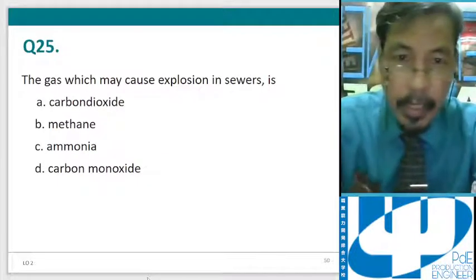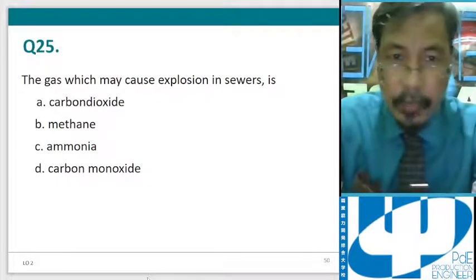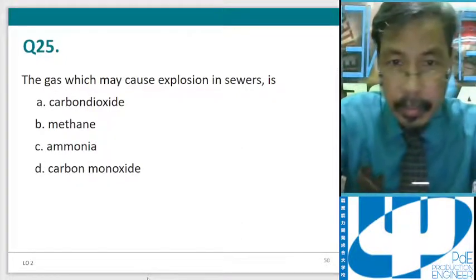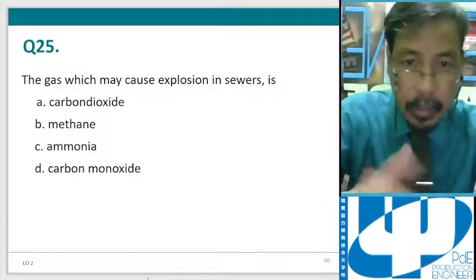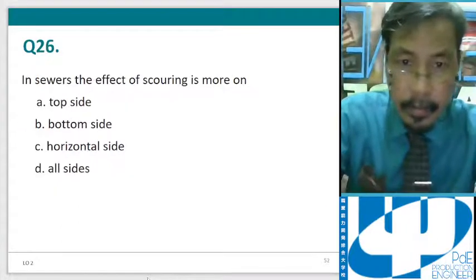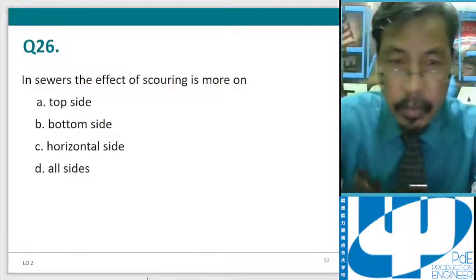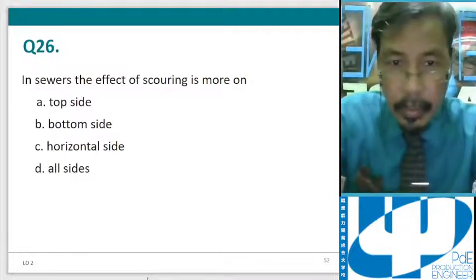Question 25. The gas which may cause explosion in sewers is carbon dioxide, methane, ammonia, carbon monoxide. This is methane. Question 26. In sewers, the effect of scouring is more on A, top side, B, bottom side, C, horizontal side, D, all sides. Bottom side.